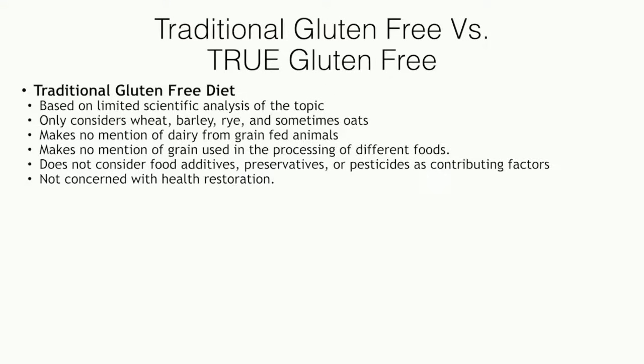So again, your gluten-free food items that are processed with rice, corn, or oats are being labeled as gluten-free because the traditional gluten-free definition doesn't include those grains. We also know it doesn't consider food additives, preservatives, or pesticides as contributing factors that make gluten stronger or more dangerous. And I'm going to show you the science on how food additives and preservatives can actually enhance gluten and make it more toxic for you.